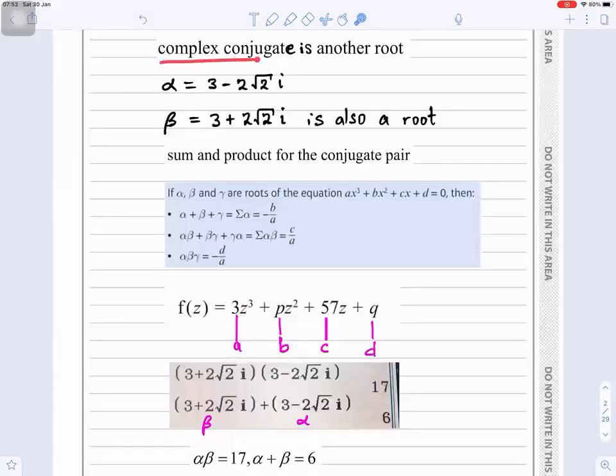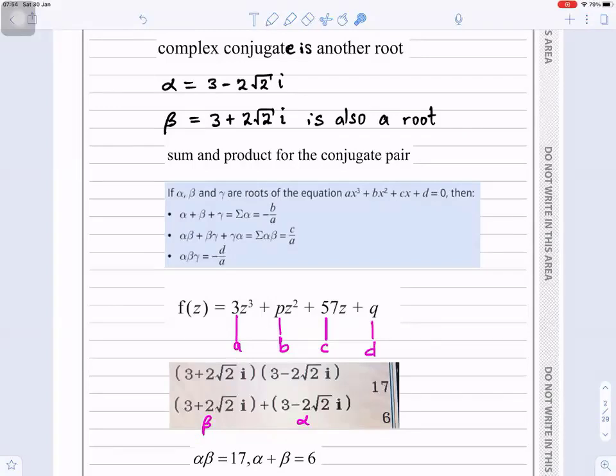So the complex conjugate is another root. If one of the roots, alpha, is 3 minus 2 root 2 i, the complex conjugate, beta, is 3 plus 2 root 2 i. So it's minus there, it's plus there. So the complex conjugate beta, 3 plus 2 root 2 i, is also a root.